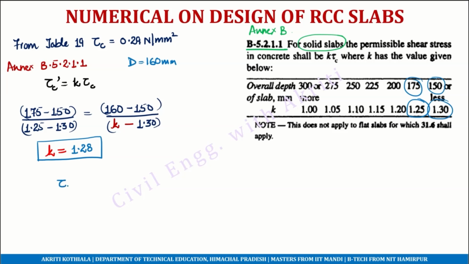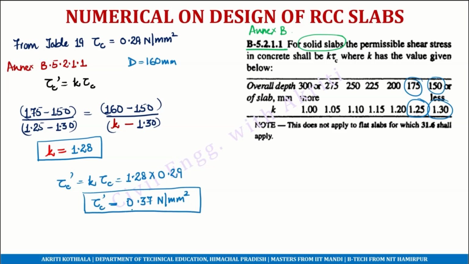So now tau c dash is equal to K into tau c, which is equal to 1.28 into 0.29. This calculates to be equal to 0.37 Newton per mm square. So this is the value of shear strength of concrete which we are going to use for a slab in this particular question. Now we have to compare this value with tau v.